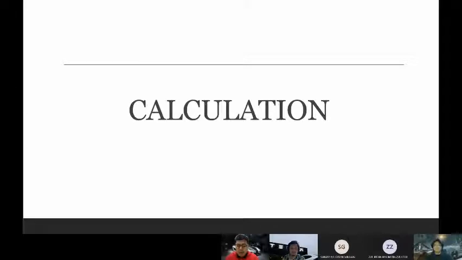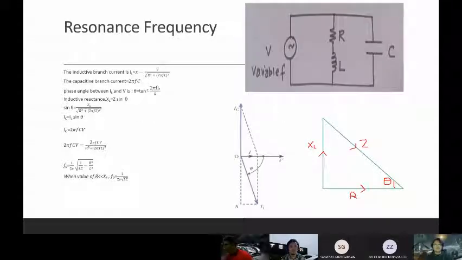Now I will pass to Luqman Nur Hakim. Thank you, Zakwan. My name is Luqman Nur Hakim Abdul Qadir, and I'm going to present on the calculation part of the resonance in the RLC parallel circuit. For the first one, I'm going to talk about the resonant frequency.